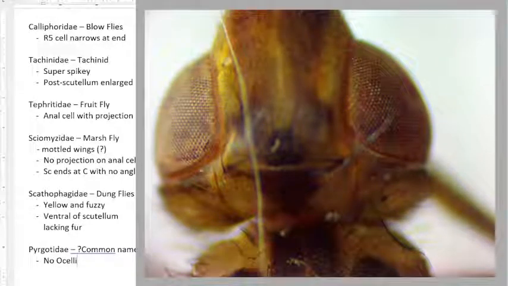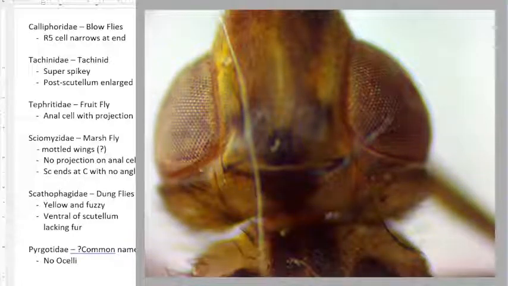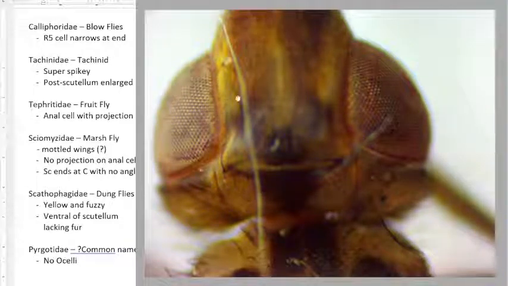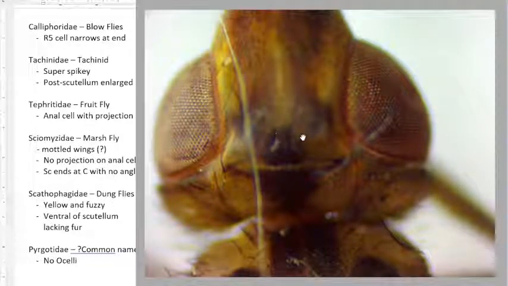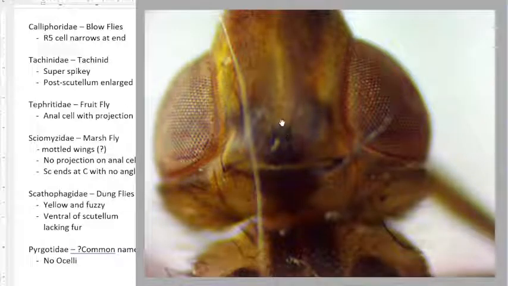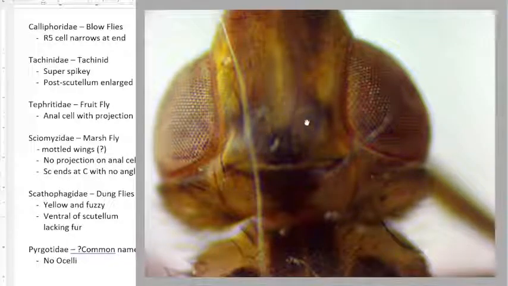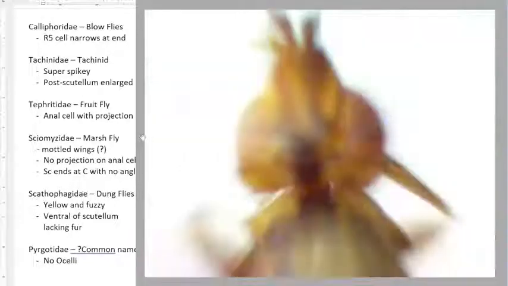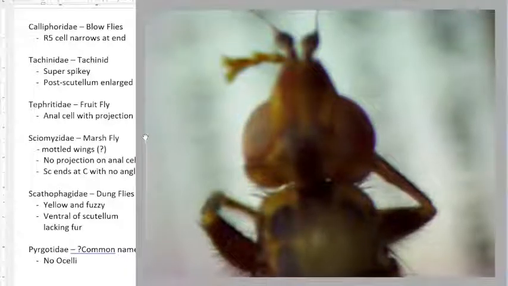It's difficult to describe without seeing what ocelli look like, I guess. Anyway, ocelli kind of look like an individual ommatidium on the top of the head. You can see compound eyes are made of lots and lots of individual eyes. Well, ocelli, or simple eyes, are more simple. They're an individual lens, and generally flies are going to have three ocelli. The pergotids don't have ocelli, and that's the characteristic for them.